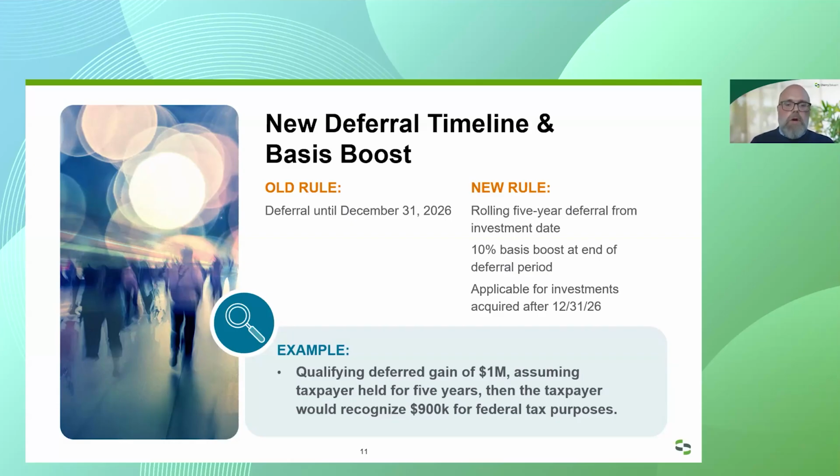Under version 2.0, rather than having a deferral period that ended at a set date of December 31st, 2026, you now have a rolling 5-year deferral date from your investment date in the qualified opportunity fund. Again, you recognize qualifying capital gain, you elect to defer that gain by investing it in a qualified opportunity fund. You can now defer that gain temporarily for a period of 5 years from the date you invest in the qualified opportunity fund. Again, there's not a set date that applies to all taxpayers. It's dependent upon when the taxpayer elects to defer that gain by investing in a qualified opportunity fund.